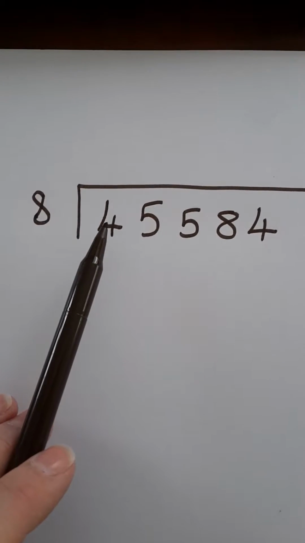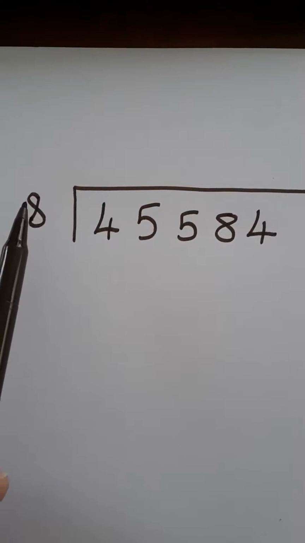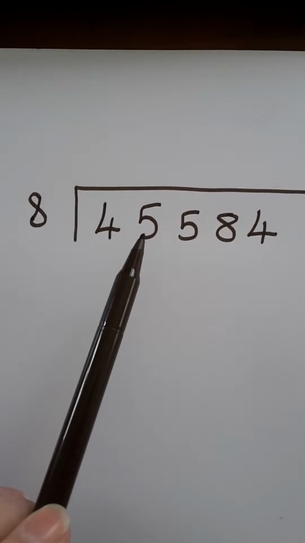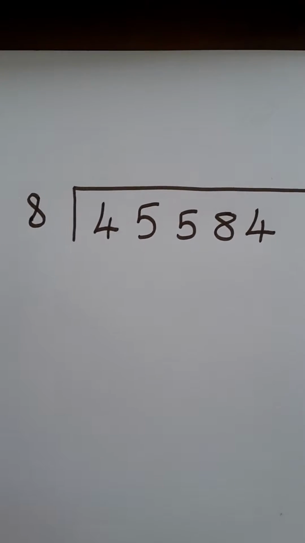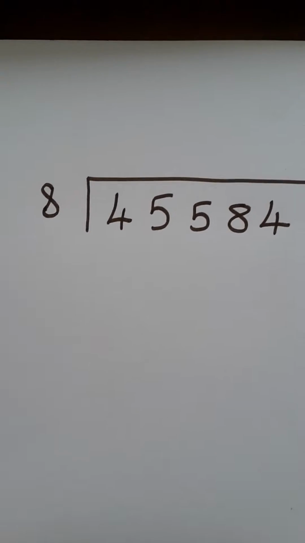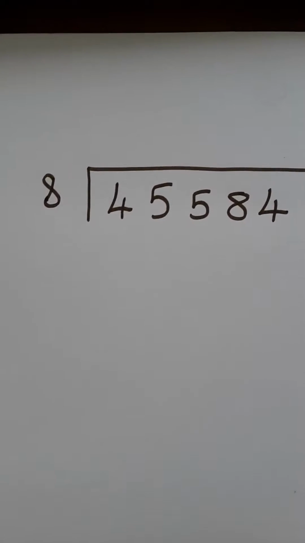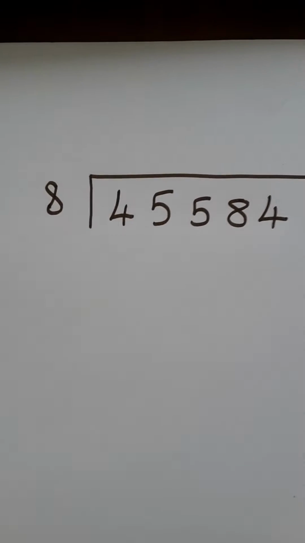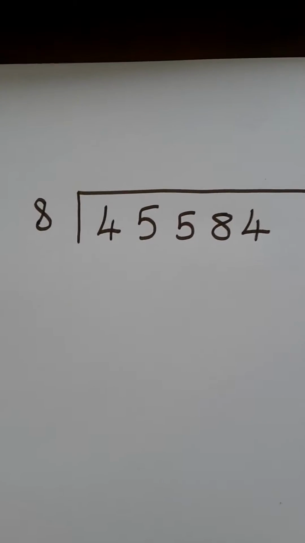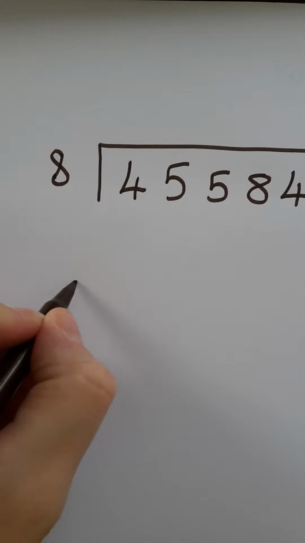So in this case, we're seeing how many 8s, which is the one on the outside, will fit into 45,584. The first thing I'm going to do is actually write down my 8 times table, because then I've got a good check and I don't have to keep thinking about my 8 times table. Just make sure you double check it. If you have an error in your times table when you write it down, you're going to end up with lots and lots of other errors within your working. So I'm just going to write it down.